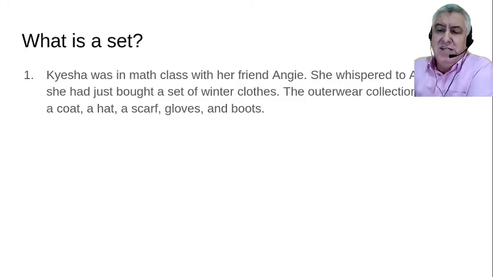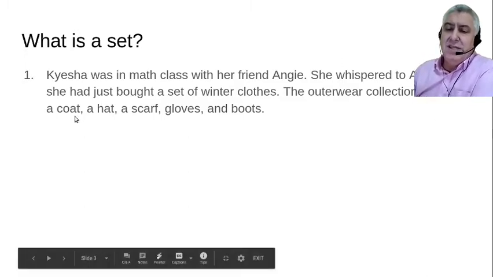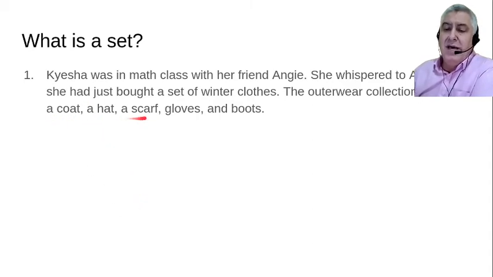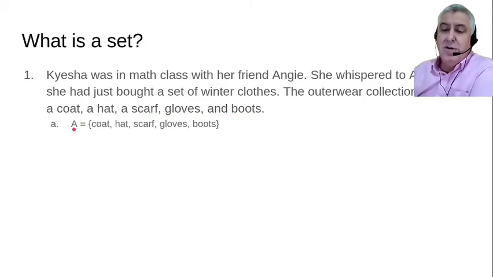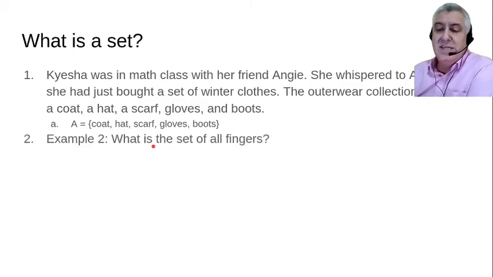She whispered to Angie that she had just bought a set of winter clothes. The outerwear collection includes a coat, a hat, a scarf, gloves, and boots. So the question is, what is the set of winter clothes? It's listed right there on the bottom. Let me turn on my pointer here. A coat, a hat, scarf, gloves, and boots. So if we write it, we're going to write a capital letter, equals, braces, coat, hat, scarf, gloves, boots, and close braces.